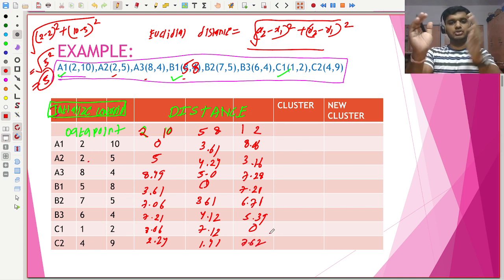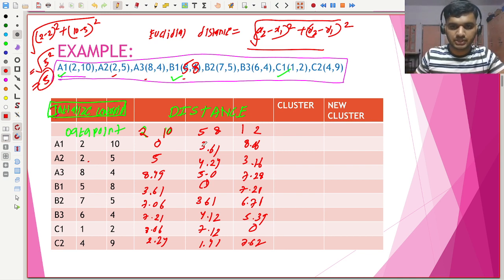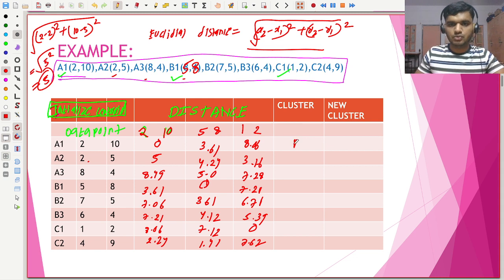You calculated the distance of every point to the three centers. Now you notice which is minimum. Here you notice the minimum is 0 and 3.61, so 0, that is the centered one, so you write cluster 1. Here you notice which is minimum, you notice 3, so you write 3. Like this, here you notice 5 is minimum, so here you write 2.